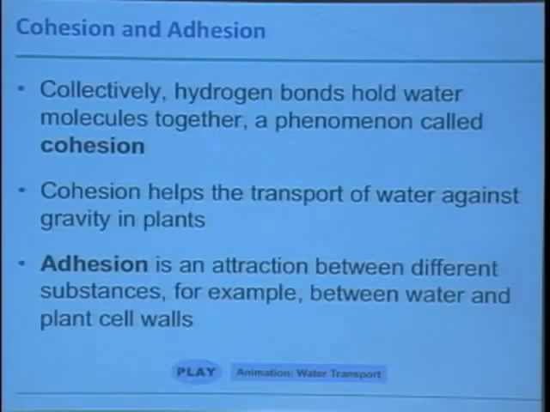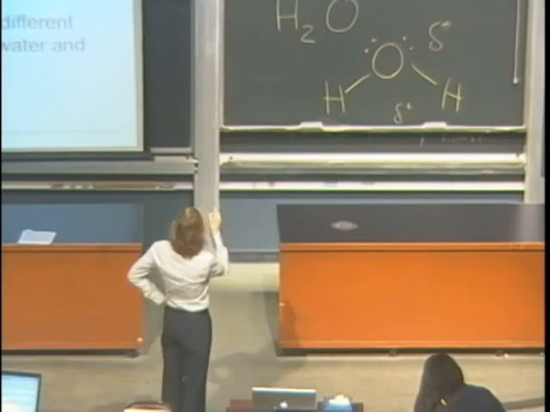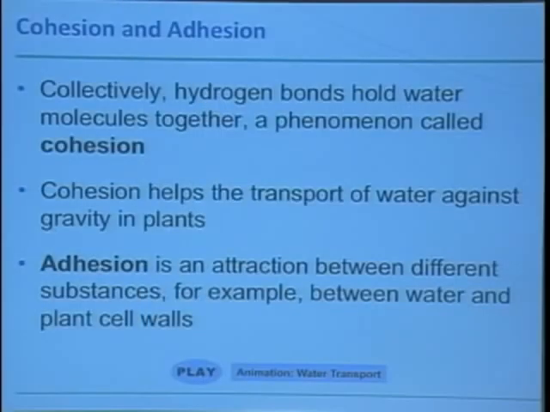Okay, and just a couple more points. So collectively, hydrogen bonds are what hold these molecules together, and this is a property that your book refers to as cohesion. I don't usually use that word, but you'll see it in your book. Cohesion helps the transport of water against gravity in plants, for example, and your book has a nice discussion of how that works. And then there's another property they define called adhesion, which is an attraction between different kinds of substances, such as water and plant cells. And again, water is critical for these properties because of its ability to form hydrogen bonds, not only with itself, but also with other kinds of molecules.